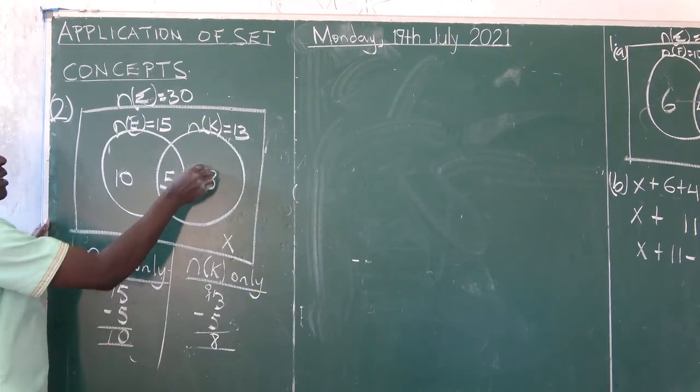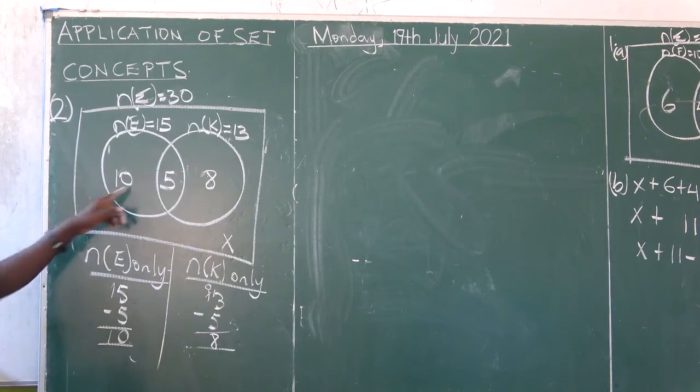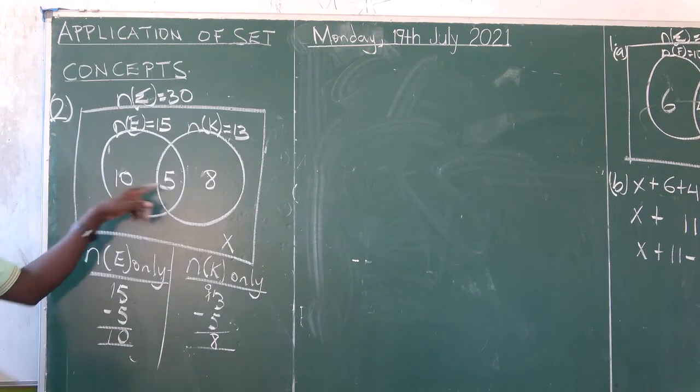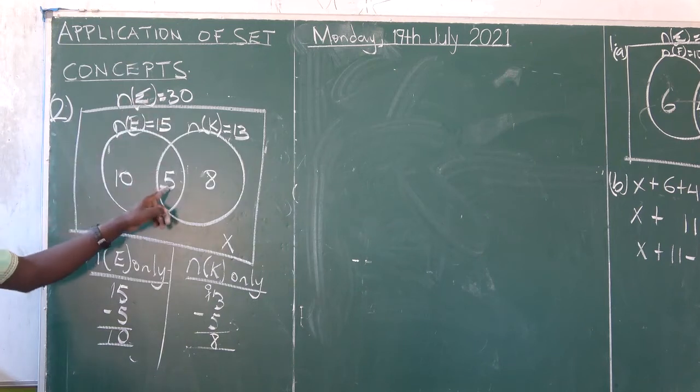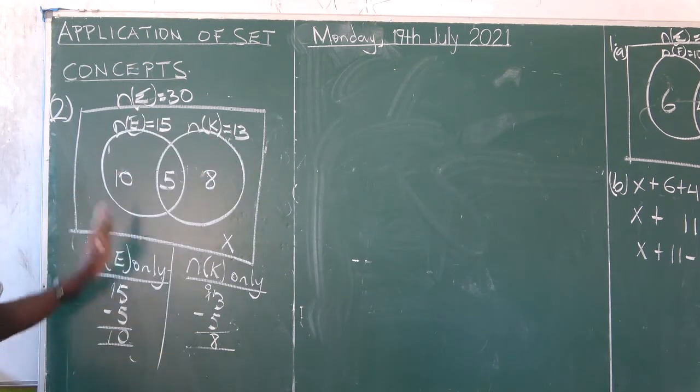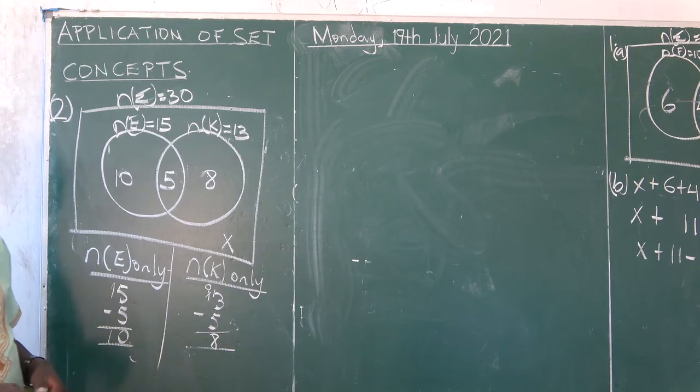Check whether what you have subtracted is actually correct. As in addition, that is 10 plus 5 is 15. Check whether 5 plus 8 you get 13. So it's okay. And now we are then finding the value of x.